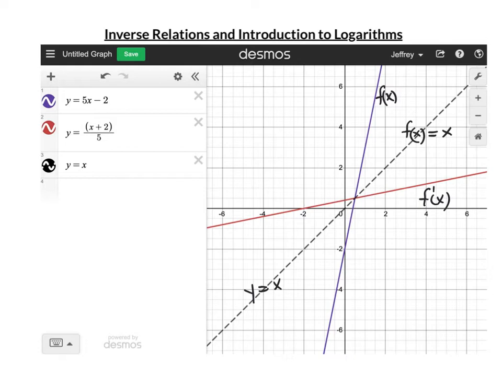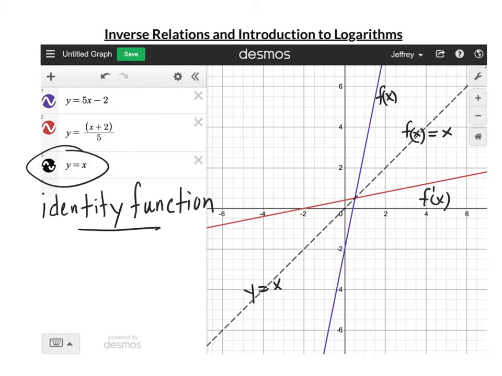When you look at the graph of a function and its inverse, it turns out there's always a pattern. Look at the two graphs. F of x is our original graph. That's all the ordered pairs that are solutions to that equation. And there's f inverse of x. It turns out that a function and its inverse are always reflections through the line y equals x, or f of x equals x, every single time. And in fact, y equals x, or f of x equals x, is called the identity function.